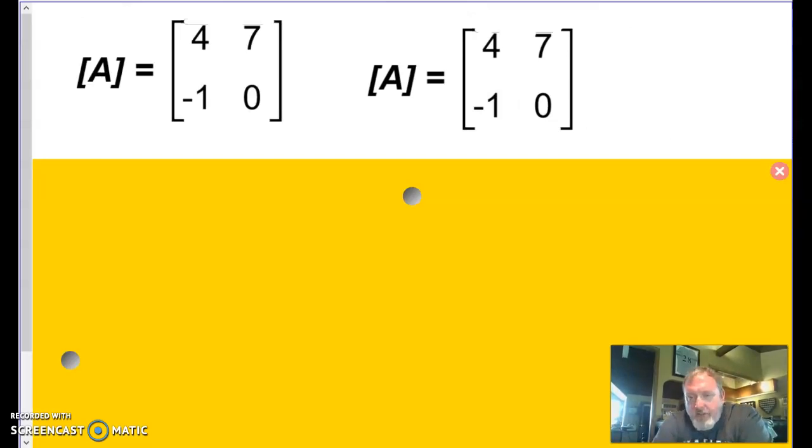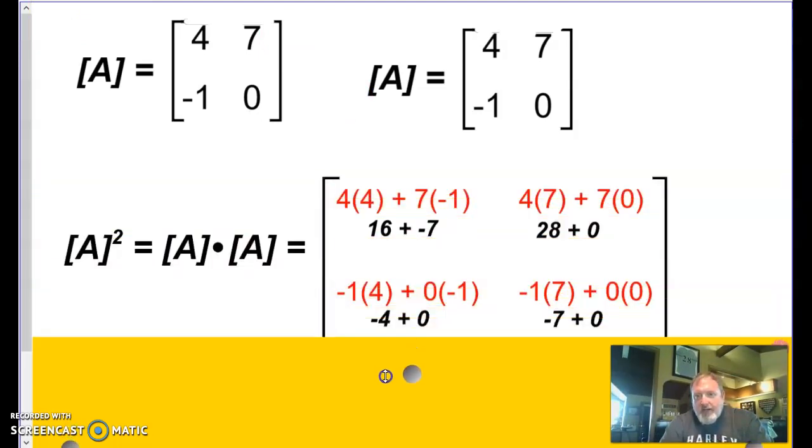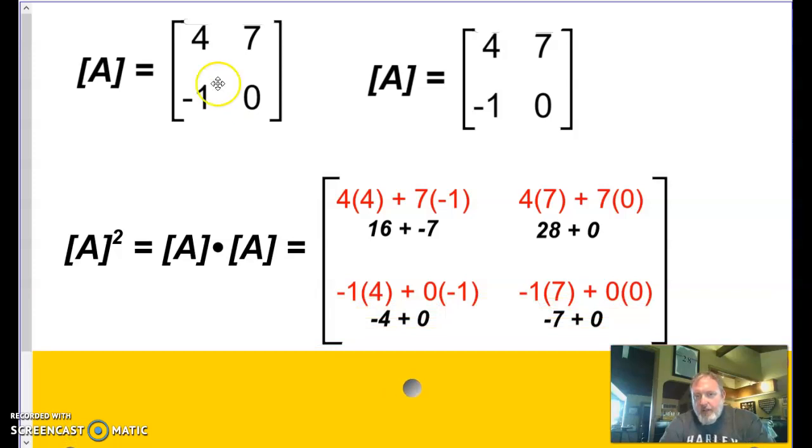Okay, here, separate example, matrix A. Notice we have A written twice, and the reason for that is we are actually going to do A squared. And where a lot of students screw this up is they just square these numbers. They're like, oh, A squared, and they'll do 4 squared, 7 squared, -1 squared, and 0 squared. And that's really not the answer.